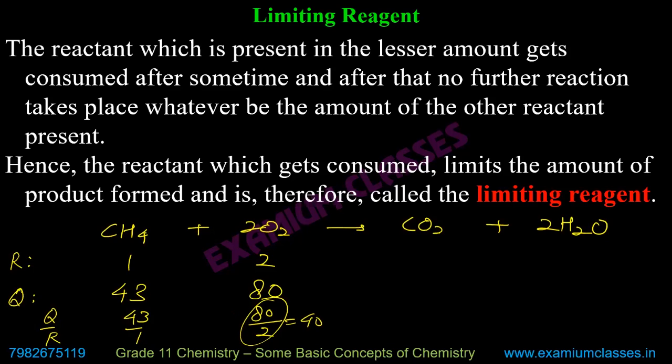Okay. So that way you don't need to bother about that. You need to first understand, okay, these many moles will be consumed of this particular compound, and these many moles will be consumed of the other. Which one will be the limiting reagent? Just take the Q by R ratio. The smaller one is the limiting reagent.